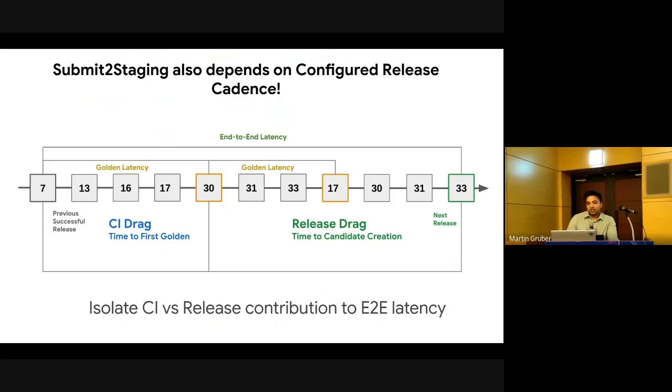And so you can think of it like this. We might produce more goldens. So in this example here, we produced 2 goldens after the previous successful release, but they didn't matter because the cadence only tried to make a new release at CL33. And so you can split this up between the portion of the latency that CI contributes and the portion that release contributes by looking at the time to the first golden.